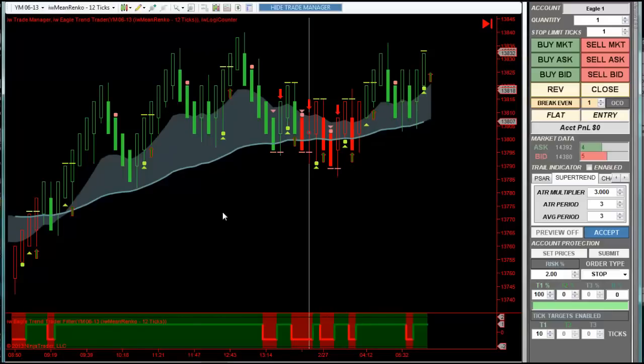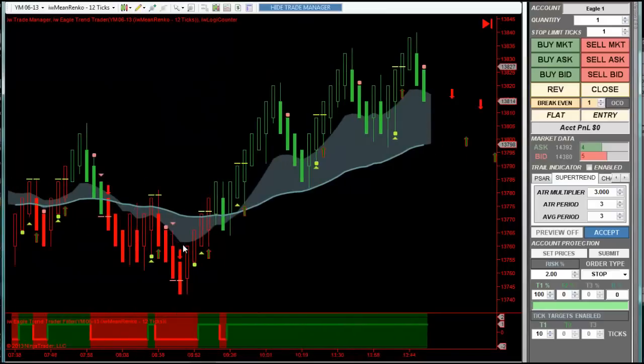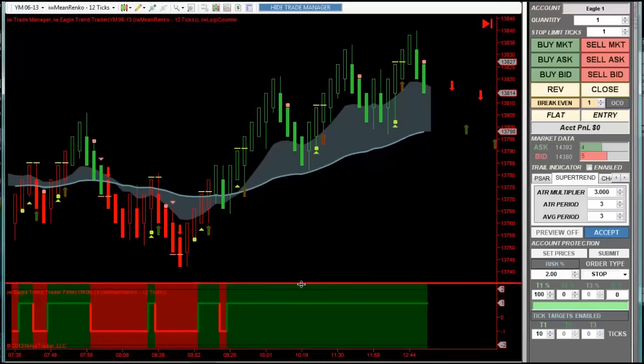Let me point out the Eagle Trend Trader. There's a couple of minor differences between the Eagle Trend Trader and the Hawk and the Falcon. The Eagle Trend Trader has this gray trading band in it, and this trading band shows us the market bias. So when the soft edge is above the hard edge, we have a market that is bullish, and here where we have the soft edge below the hard edge, we have a market that's going to be a little bit more bearish. And I pay particular attention to the filter with the Eagle Trend Trader.